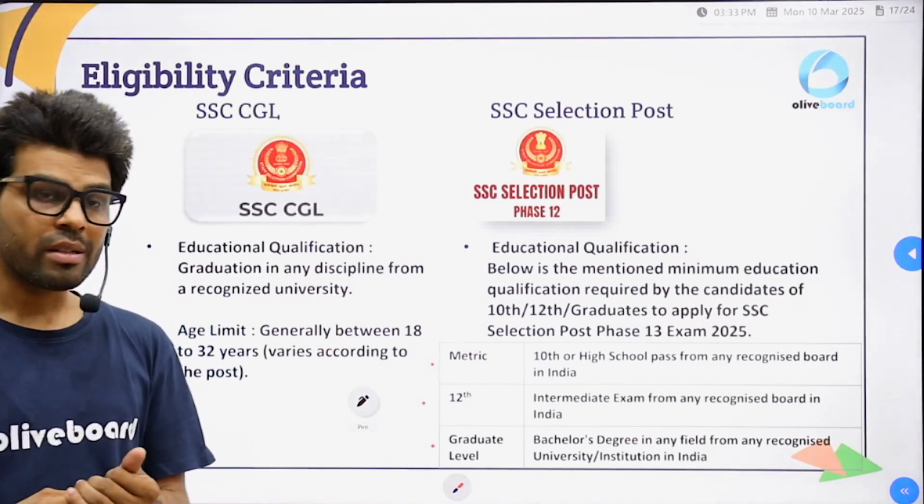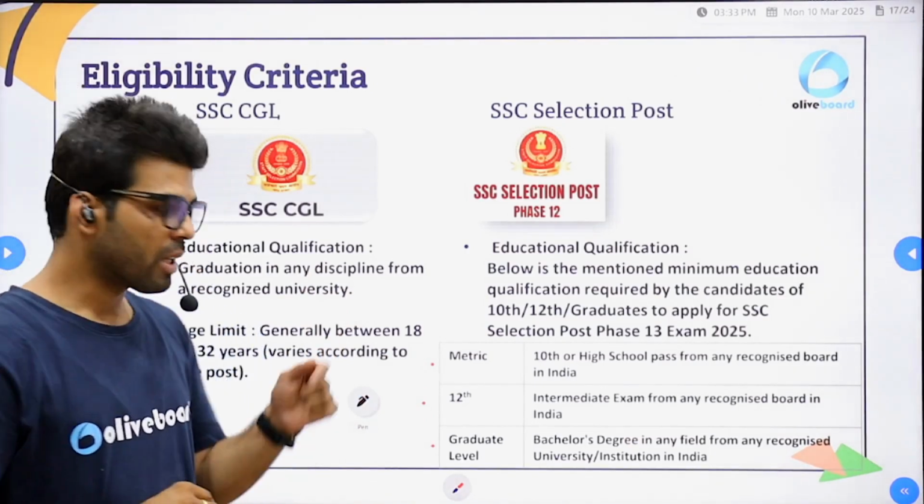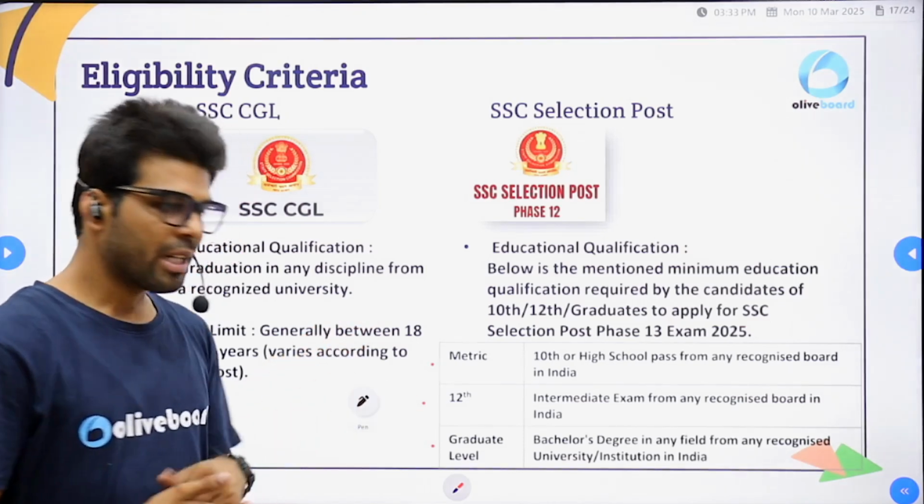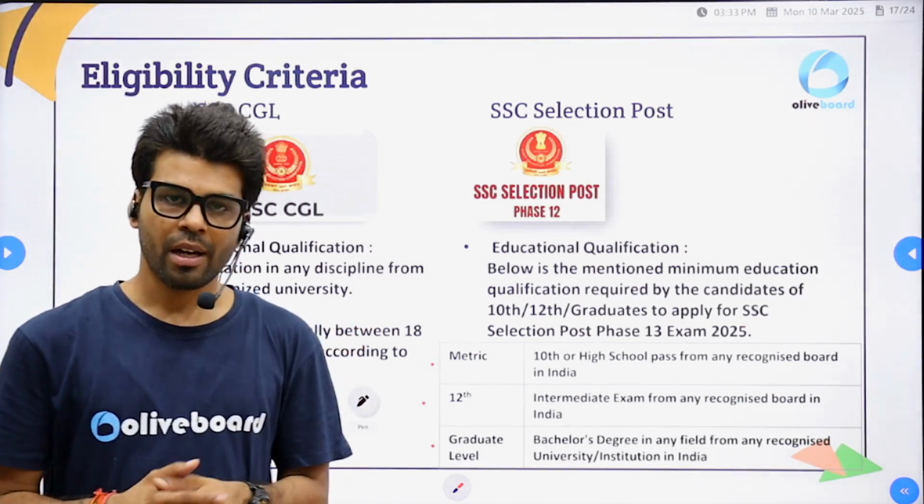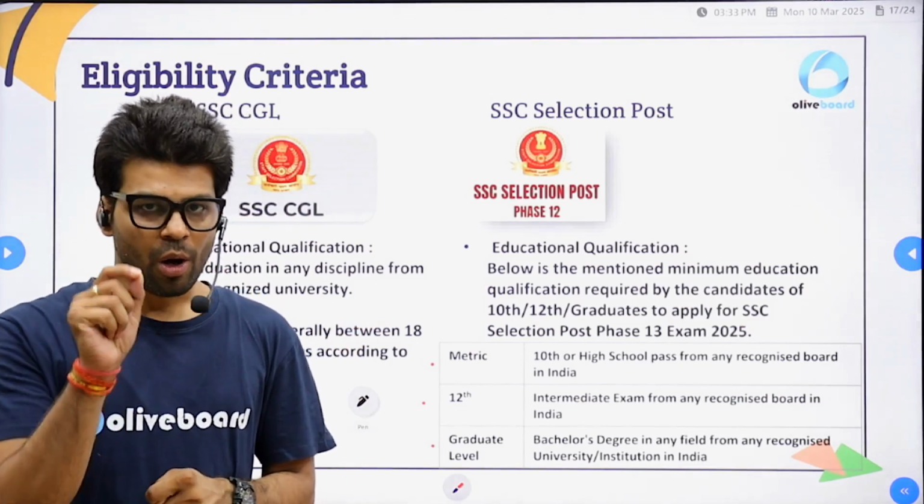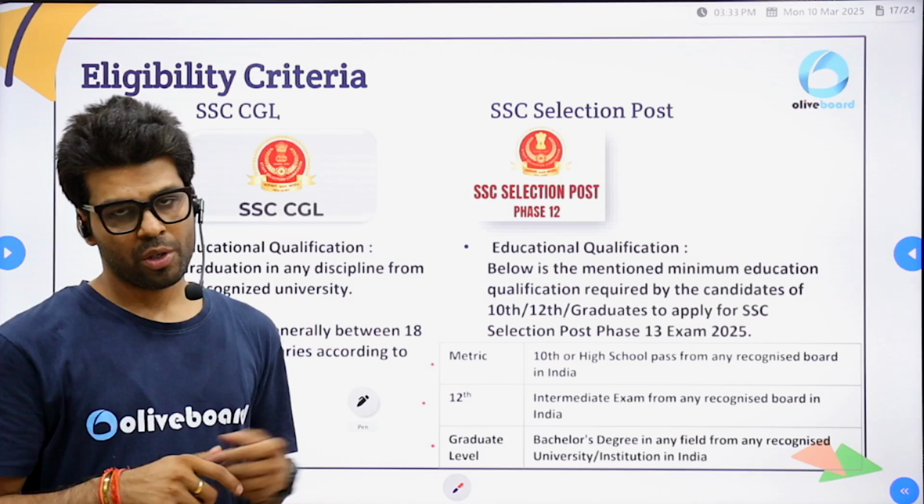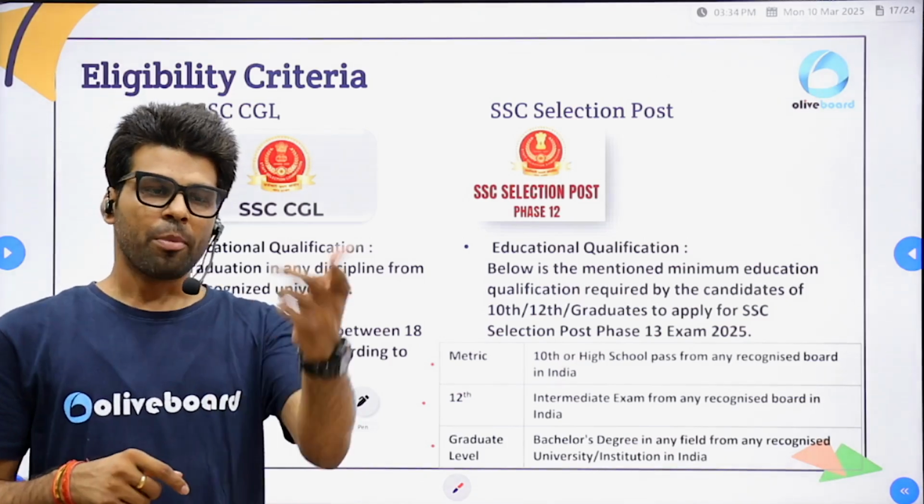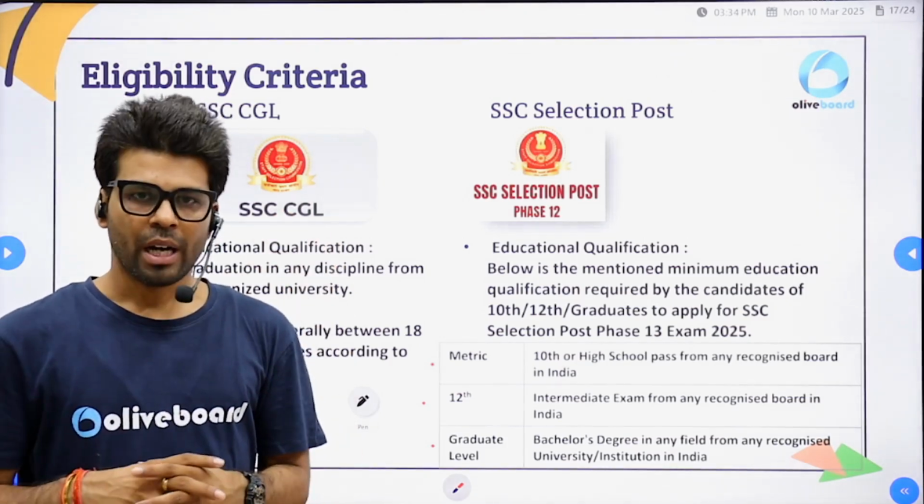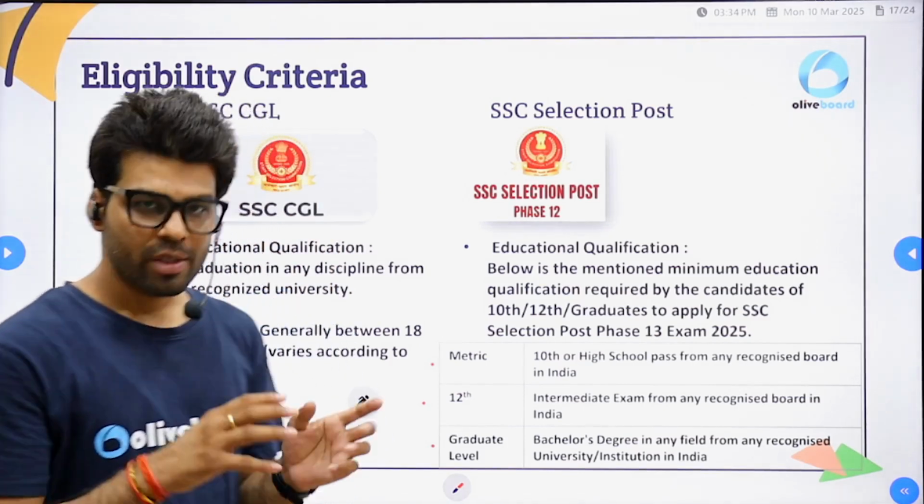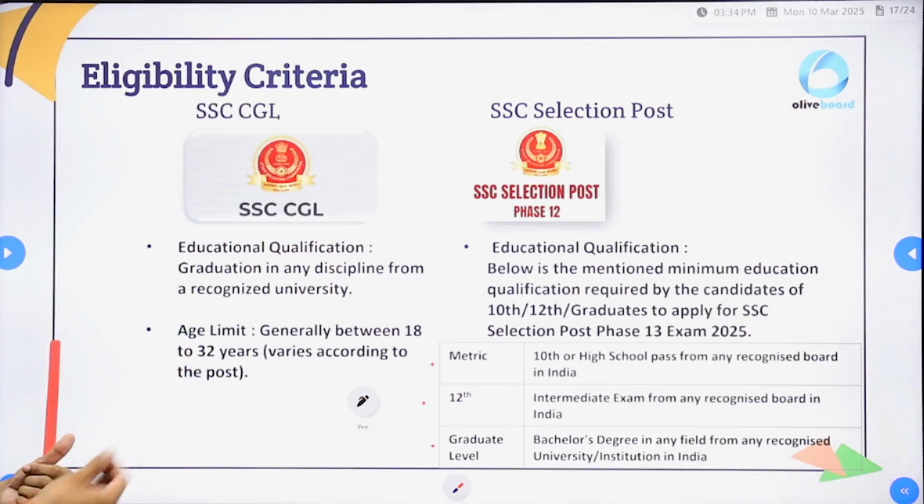But for SSC selection post, if you are willing to appear in a 10th one, 12th one, and graduate one, as per the last data, you have to appear in all those or two or a combination of both. For example, I wish to appear in a 10th one and a 12th one. I'll have to appear in both the examinations separately. Here we have just one examination conducted, the tier 1.